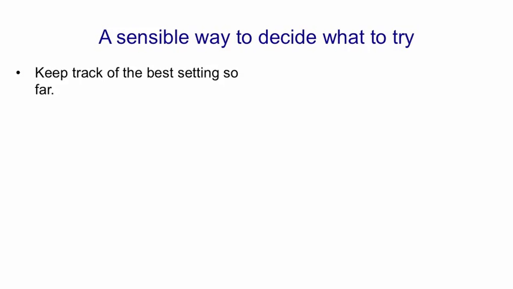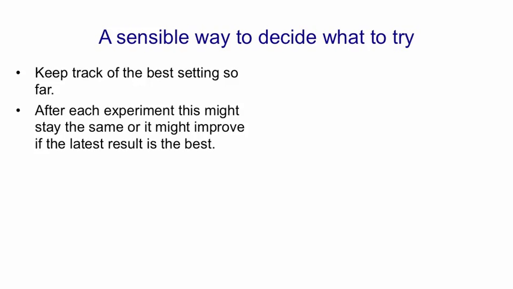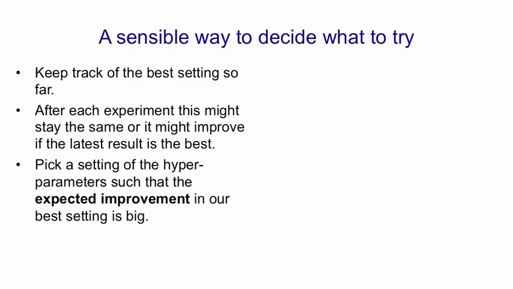So what we're going to do is we're going to keep track of the hyperparameters that have worked best so far. That is a single setting of all the hyperparameters that gave us the neural net with the highest performance so far. Now when we run the next experiment, our best setting so far might be replaced by the new experiment because it gives better performance of the neural net, or it might stay the same. So since we're going to substitute the results of the new experiment if it's better than anything we've seen so far, our best setting so far can only improve. So here's a good strategy for what setting of the hyperparameters to try next.